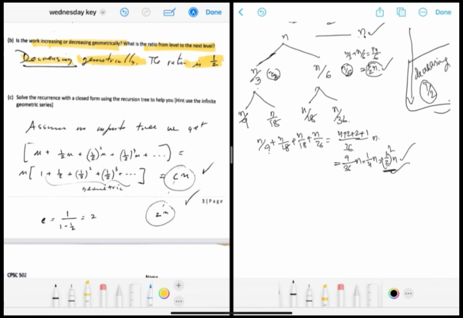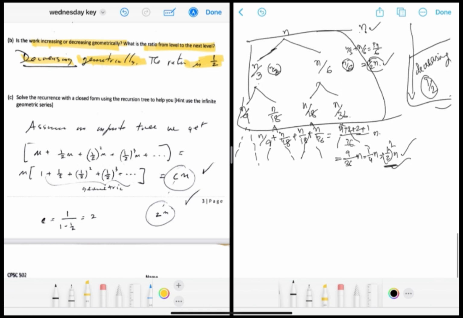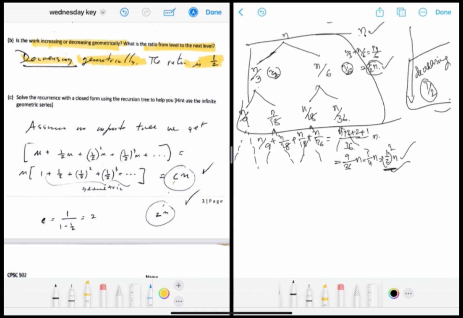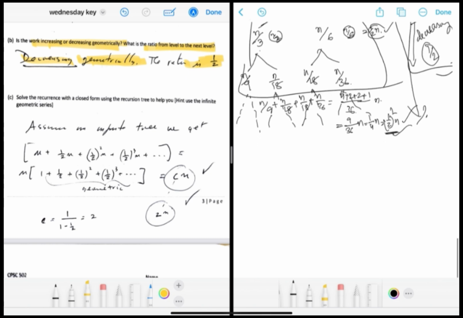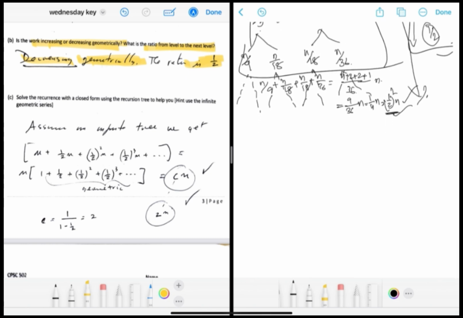So the tree here is shown for three levels, but it is going to continue till we get the problem size as 1. So if it continues, it's going to be an infinite series. The work done is going to be an infinite series. So if we write it in an equation, the total work done is going to look like n plus 1 by 2 n plus 1 by 2 whole square n plus 1 by 2 whole cube n, and dot dot dot. And it's going to be an infinite series.